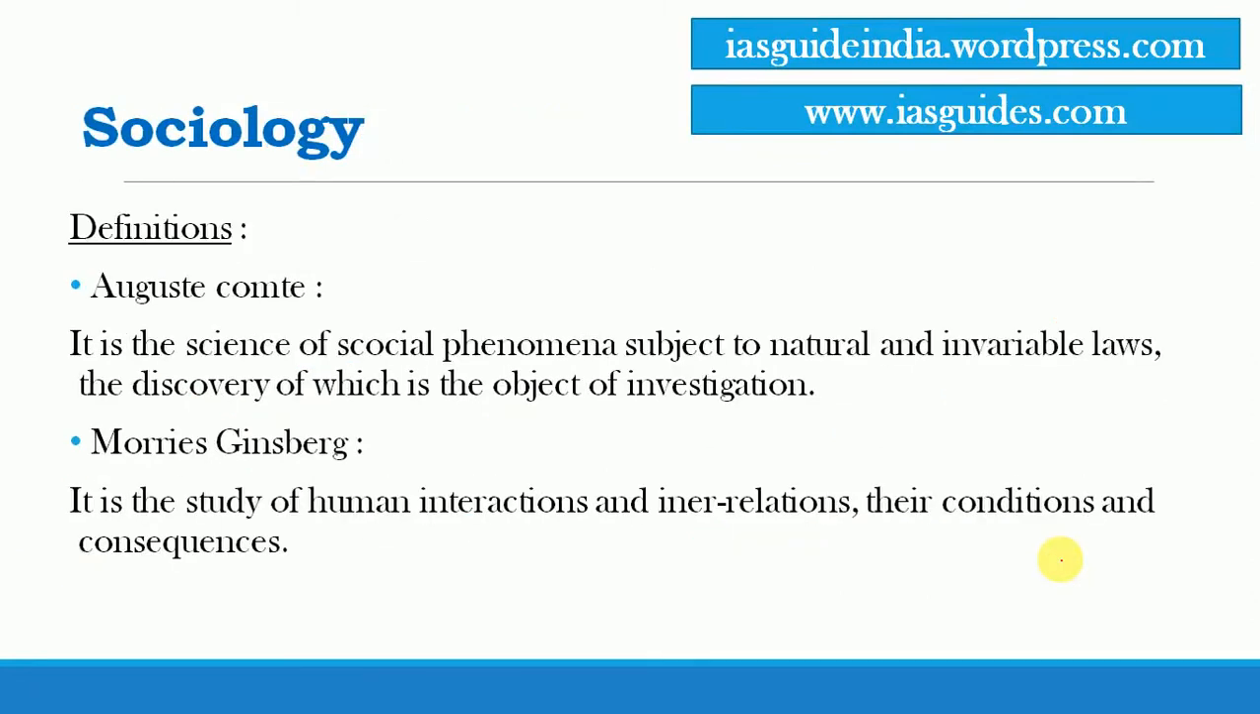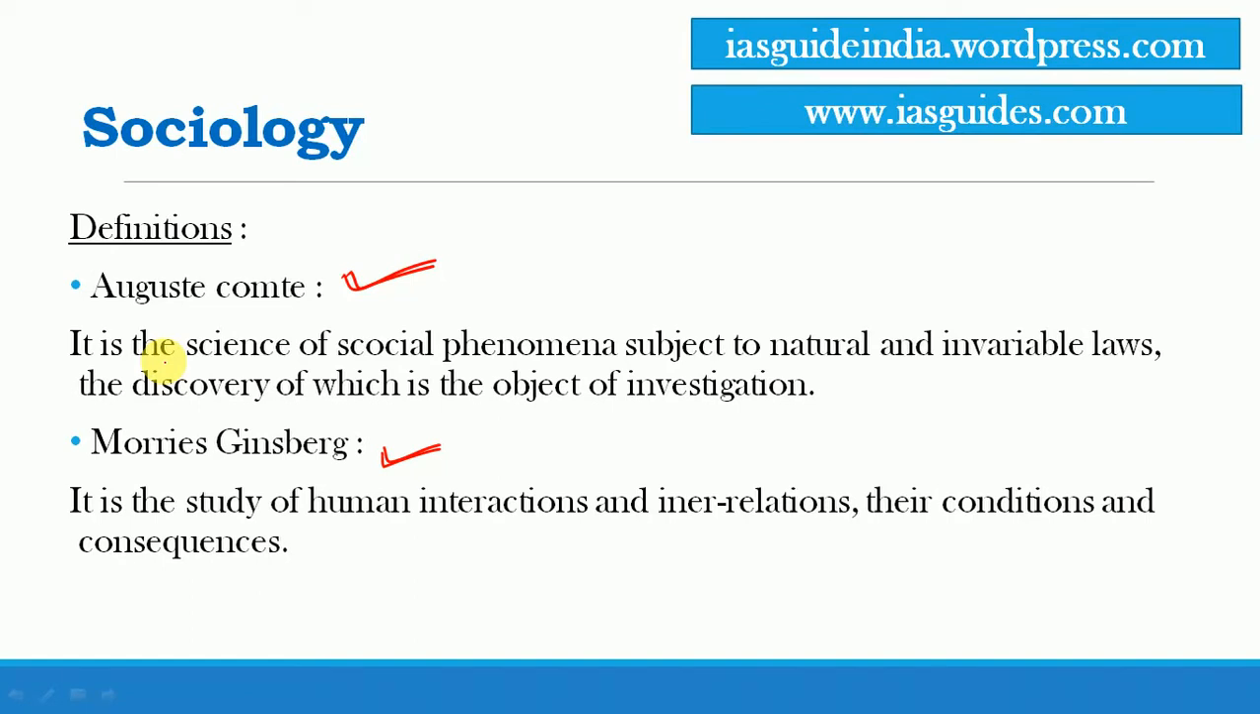Now let's see the definition of sociology. When it comes to definition, two important definitions are there from our side. The first definition is given by Auguste Comte, who is known as the father of sociology, and the second definition, a very important definition, is given by Maurice Ginsburg. These are the two very famous definitions. Other definitions are also given by other sociologists, but these are the very important ones.